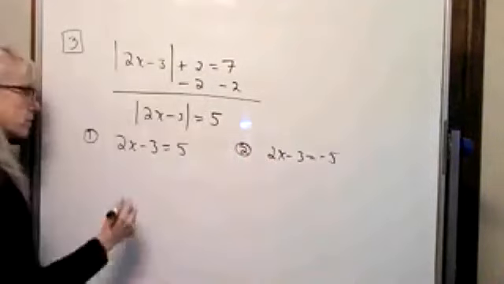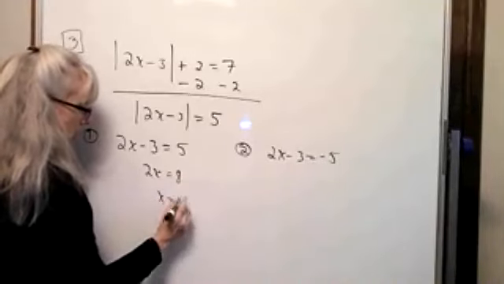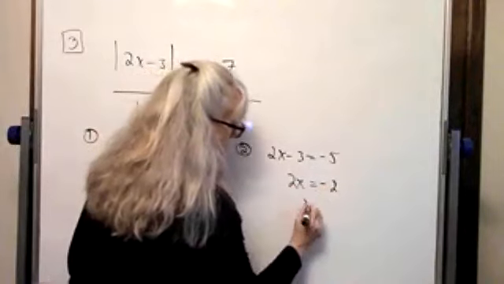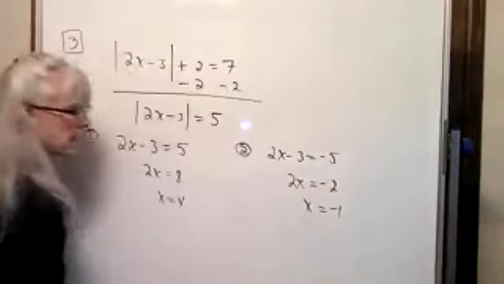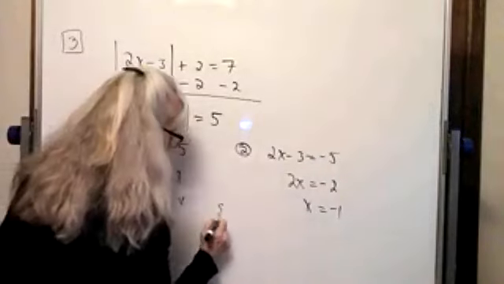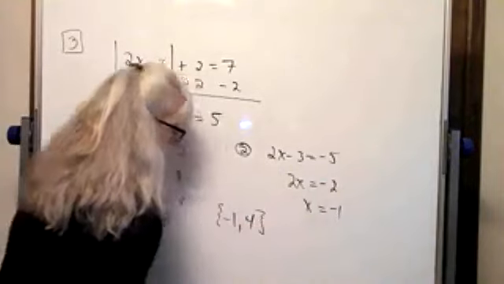You can solve both of those. So 2x will equal 8 and x equals 4. Over here, we'll get 2x is equal to negative 2 and x equals a negative 1. So it works nicely. And again, if you want to write them as a single solution set, with braces, you have negative 1 and 4. And again, try to write them in numerical order.